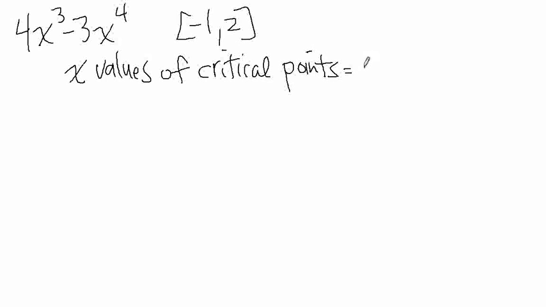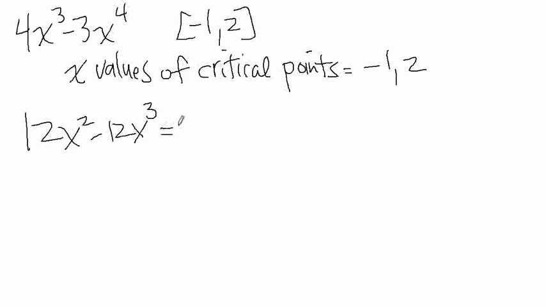Okay, so clearly the endpoints are in. And then for this polynomial, for any polynomial, we're not going to have a situation where the derivative is undefined. So the only other type of critical point is going to be where the derivative is 0. The derivative of this function is 12x squared minus 12x cubed. Let's set it equal to 0.